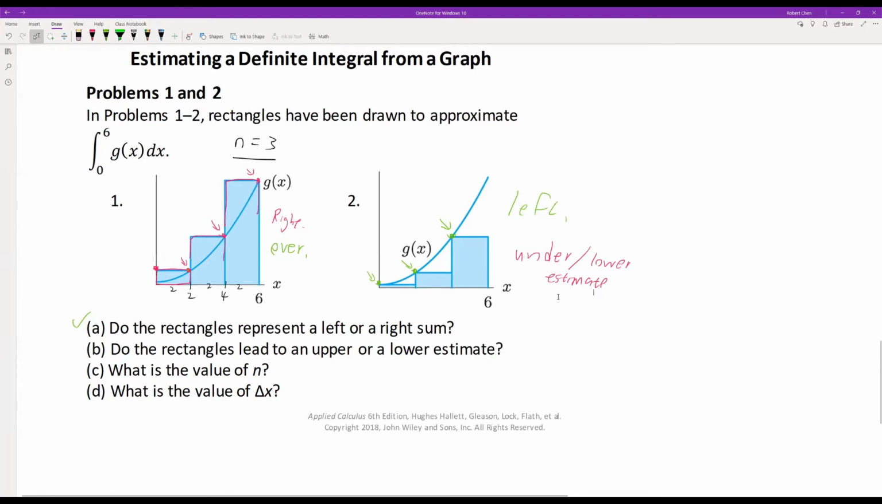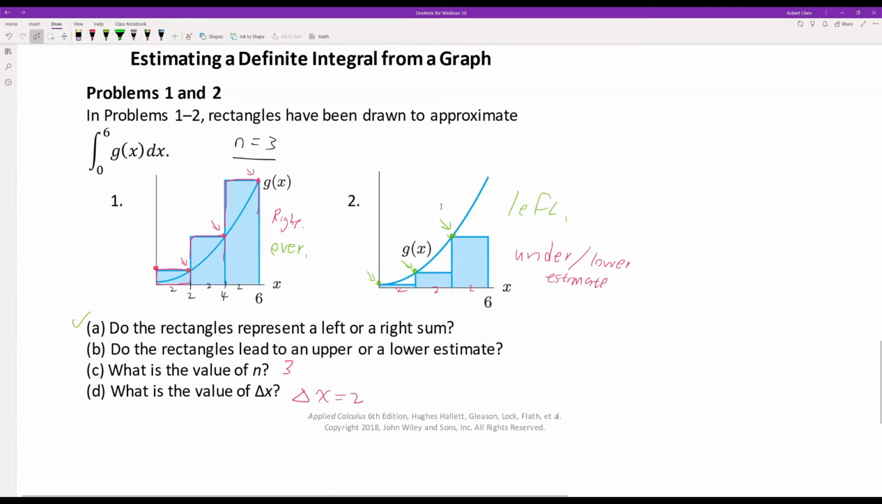All right, part C, what is the value of n? n is the number of intervals you have, so it's 3. We have 3 intervals in each one of them. What's the value of delta x? Delta x represents the width of each rectangle. So each rectangle is 2, 2, 2. Right here we have 2, 2, 2, and then also for part 2 we also have 2, 2, and 2. So delta x is equal to 2.